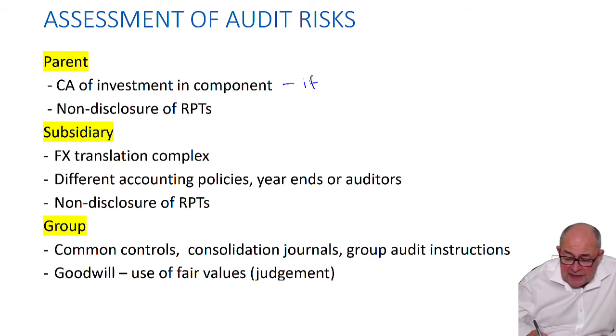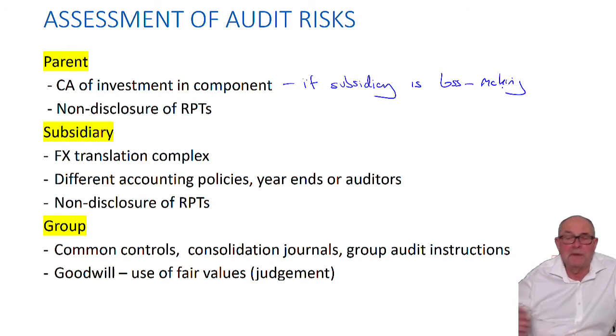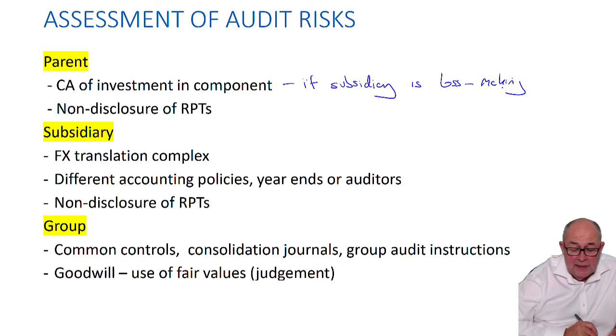This would be particularly relevant if, for example, the subsidiary is loss-making. So if the subsidiary makes losses, it could be there's a need for impairment in the parent's accounts. And often, things like dividend levels are determined by the profits in the parent's accounts, not the group accounts. So that can be a very sensitive number.